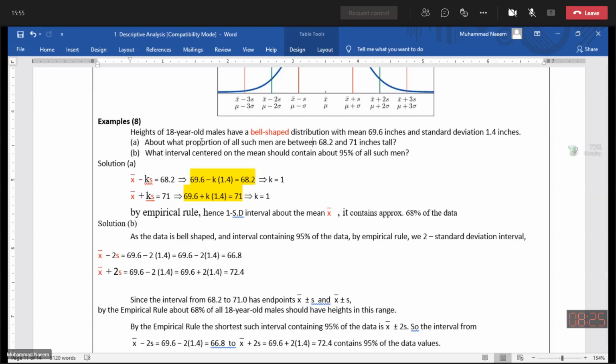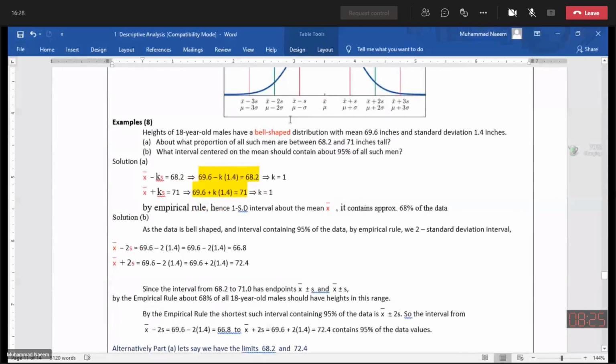At the moment, we don't know whether this interval is one standard deviation, two standard deviations, or three standard deviations. Once we come to know this figure, then we can easily state the percentage of the data contained in this given interval.